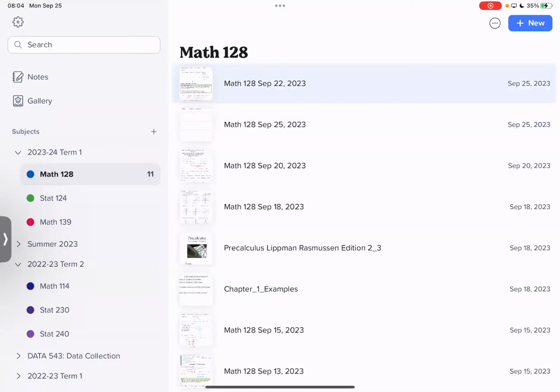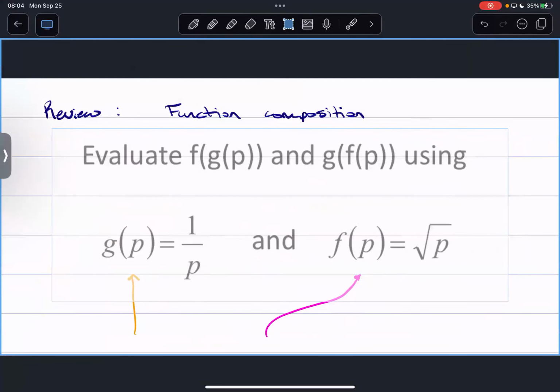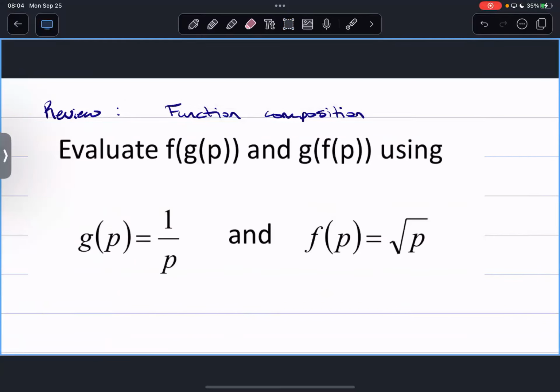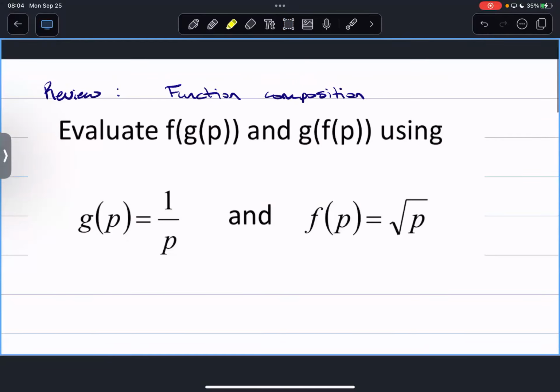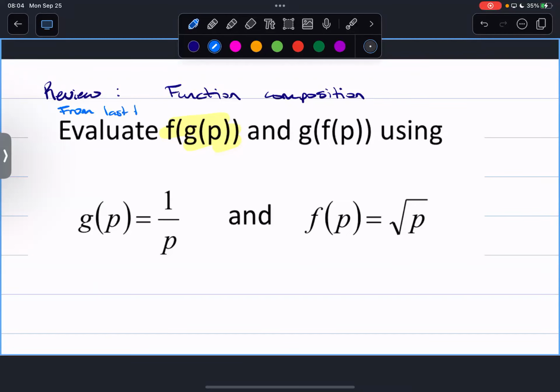As a little bit of review, we'll just do this one again, because they end up being the same. The same kind of rules apply. We've already done it from last day. But what I want to talk about is something that we didn't talk about on Friday, which was the domain when we have composed the function.